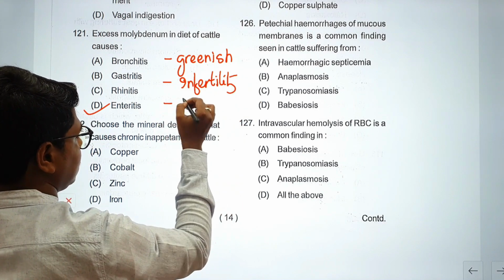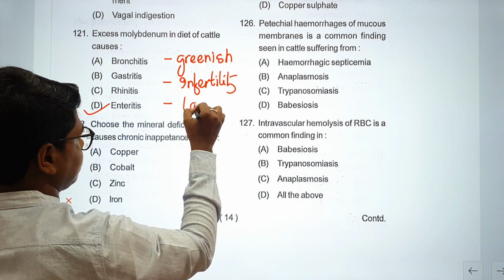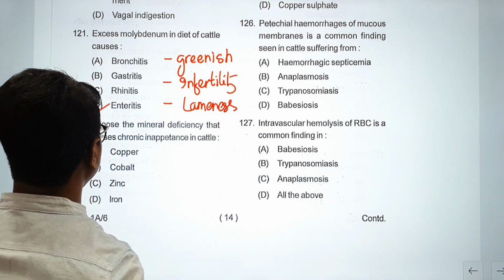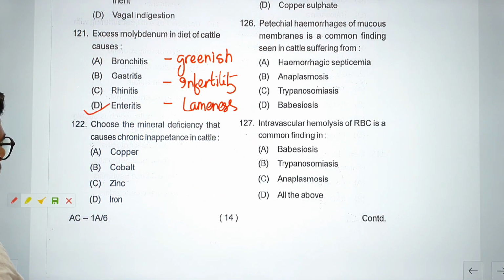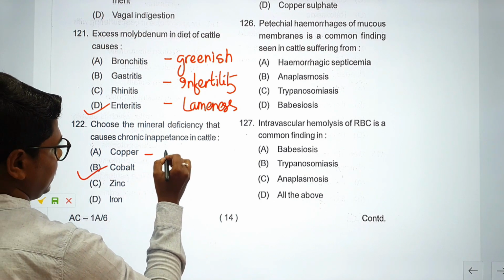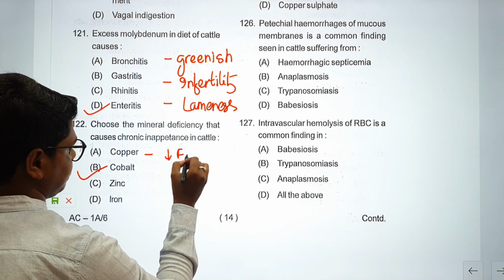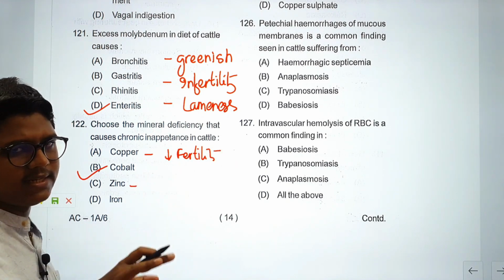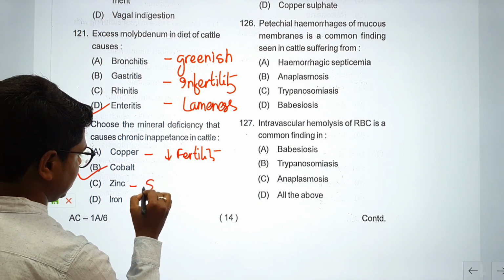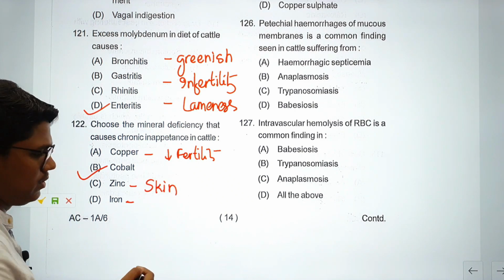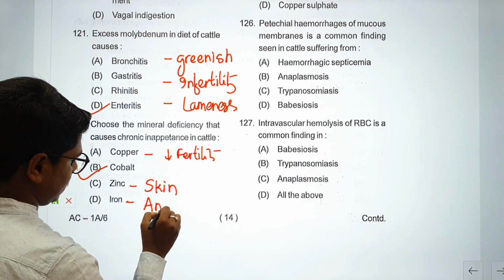Also you will find the lameness. Okay. Choose the mineral deficiency that causes chronic inappetence in cattle. It is cobalt. Copper, you will find reduced fertility. In zinc, all the skin lesions are due to zinc deficiency. Iron is about anemia.